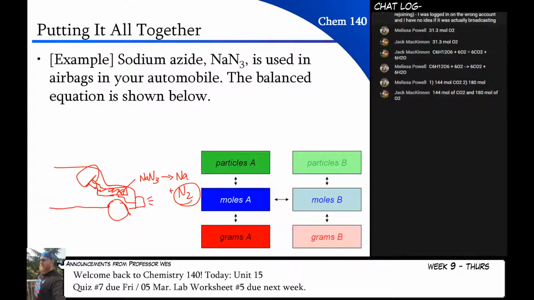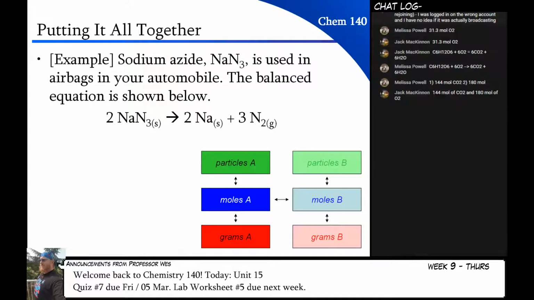If you've ever had your airbag go off, you can see how fast this reaction occurs. Like, the airbag is almost instant, just thump, and then suddenly there's 70 liters of nitrogen in your face. All right, so that's how airbags work, and they work using this chemical reaction because sodium azide is really good at decomposing very quickly. And so here's the balanced equation for that.